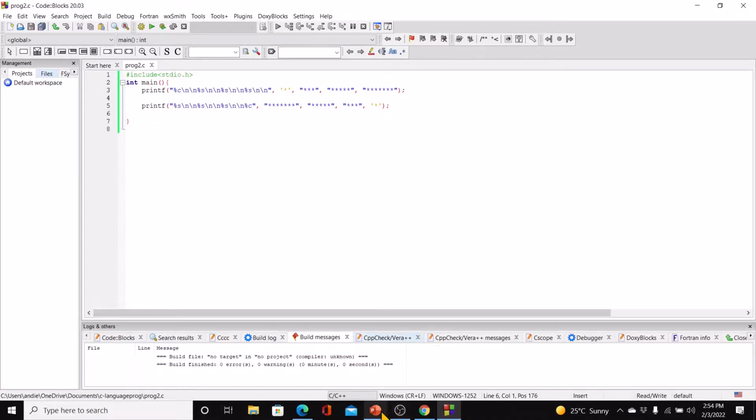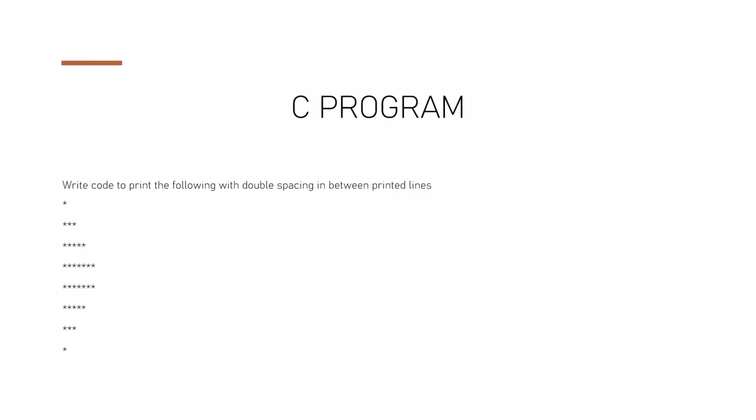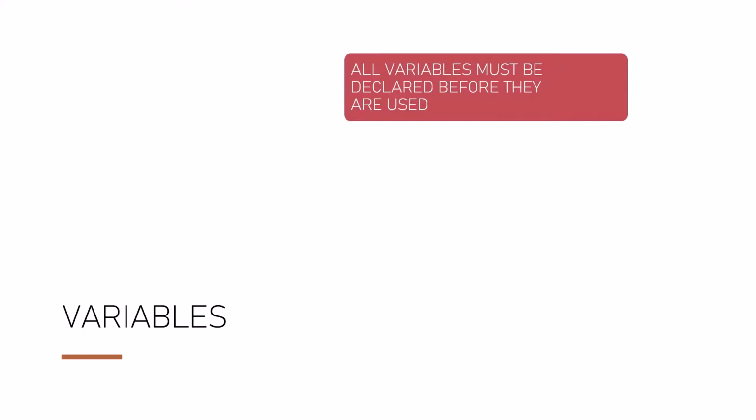Right, moving on to the next part of our session, which is a little deeper discussion on variables. So variables have certain rules. All variables must be declared before they are used. So we cannot just say x equal to 10. We have to declare the type of variable x is going to be. Is it going to be a character? Is it going to be an integer, etc., etc.?